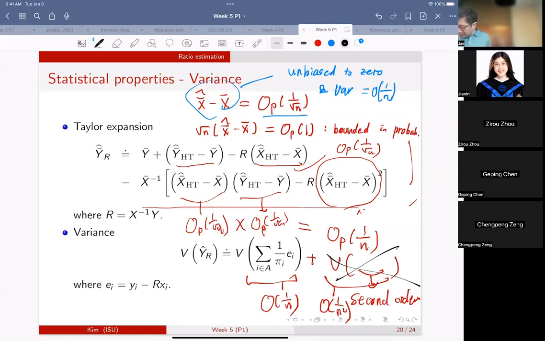And also you can see that this guy and this guy cancel each other, right? Y bar minus r times x bar is equal to 0. So you don't have to worry about this constant. And so then the first term only has this one.